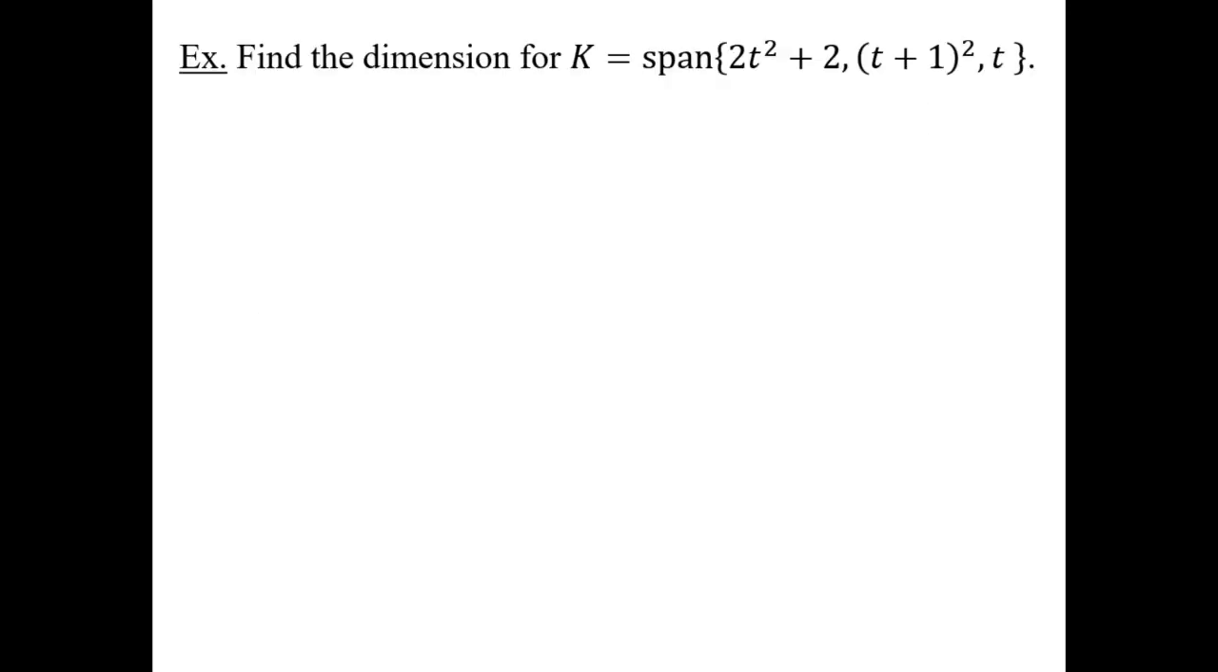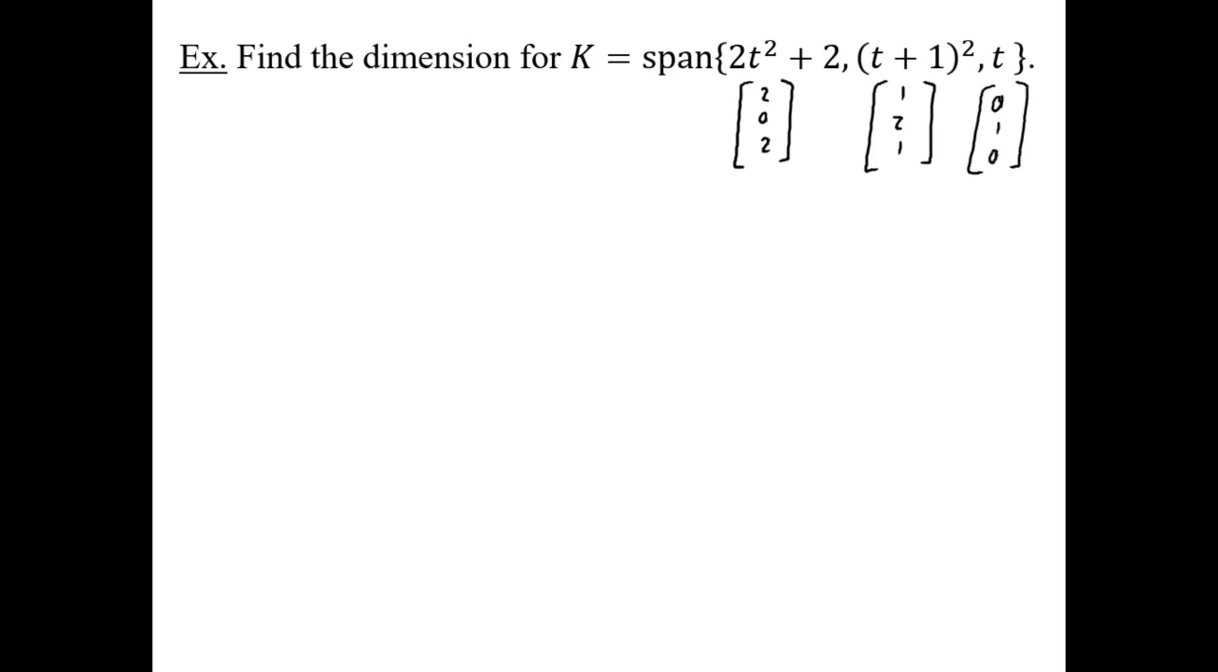Okay, how about this one? Let's find the dimension of this vector space, K, which is the span of these 3 vectors. Now, as I said before, one nice thing about finding coordinates for vectors with respect to a basis is that it makes it easier to work with the vectors. So let me find the coordinates for each of these. So this one, the coordinates would be 2, 0, 2. This one, if I multiplied it out, it would be 1, 2, 1. And this one, the vector would be 0, 1, 0.